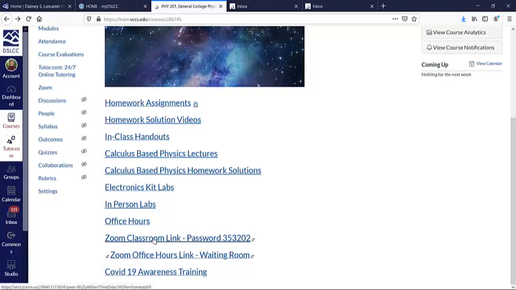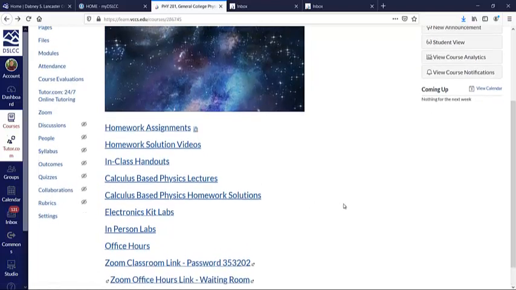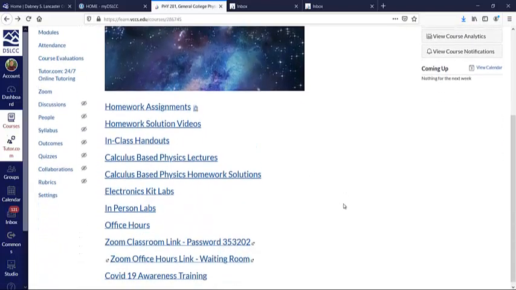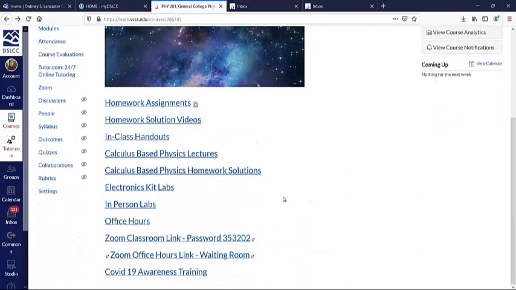This is the link that you would have used today if it was working to get into the classroom. This is the Zoom link for office hours and also will be for taking the tests. And please take the COVID-19 awareness training before the lab on Wednesday so you know what the rules are for being on campus. Only the people taking labs are going to be on campus. Also, for attendance, after you've watched the video, send me an email to let me know you've watched the video for this particular class.